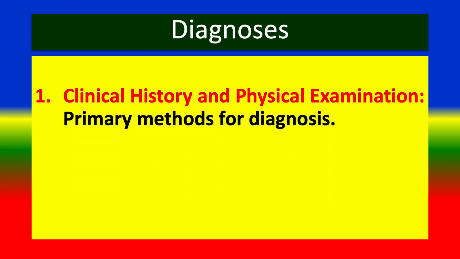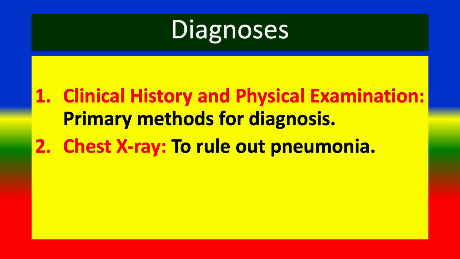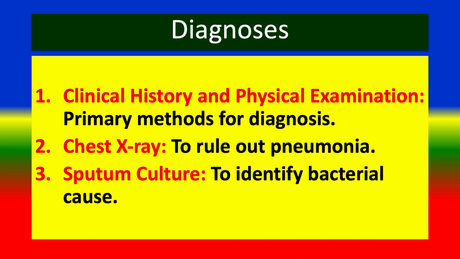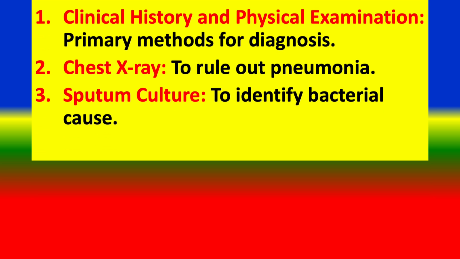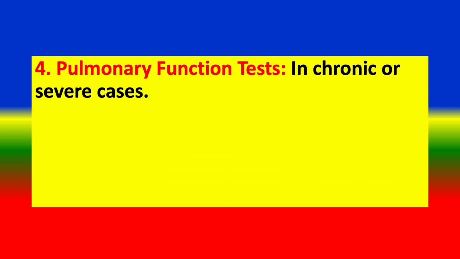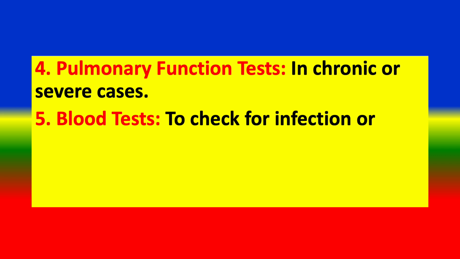Diagnosis. 1. Clinical history and physical examination. Primary methods for diagnosis. 2. Chest X-ray to rule out pneumonia. 3. Sputum culture to identify bacterial causes. 4. Pulmonary function test in chronic or severe cases. 5. Blood test to check for infections or other causes.